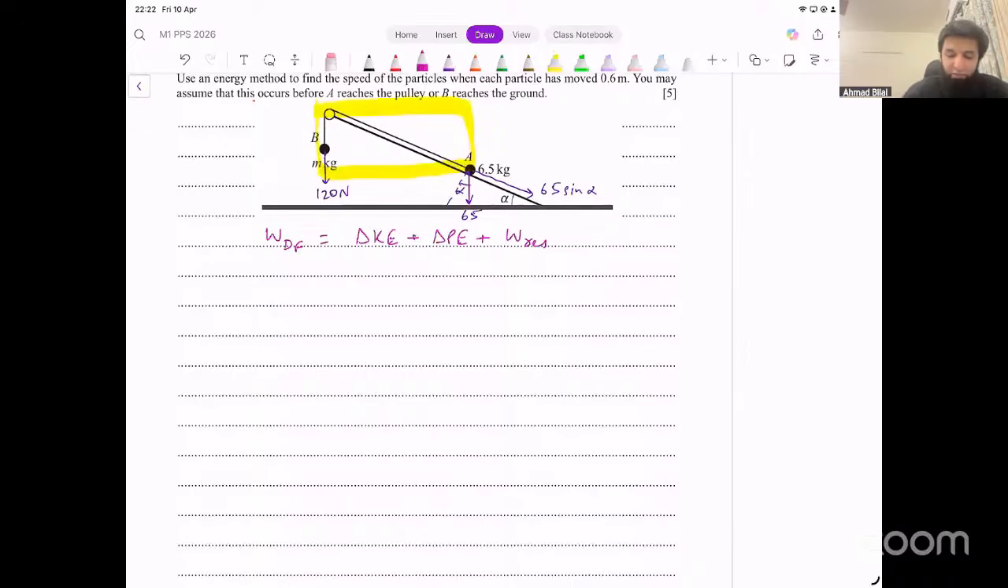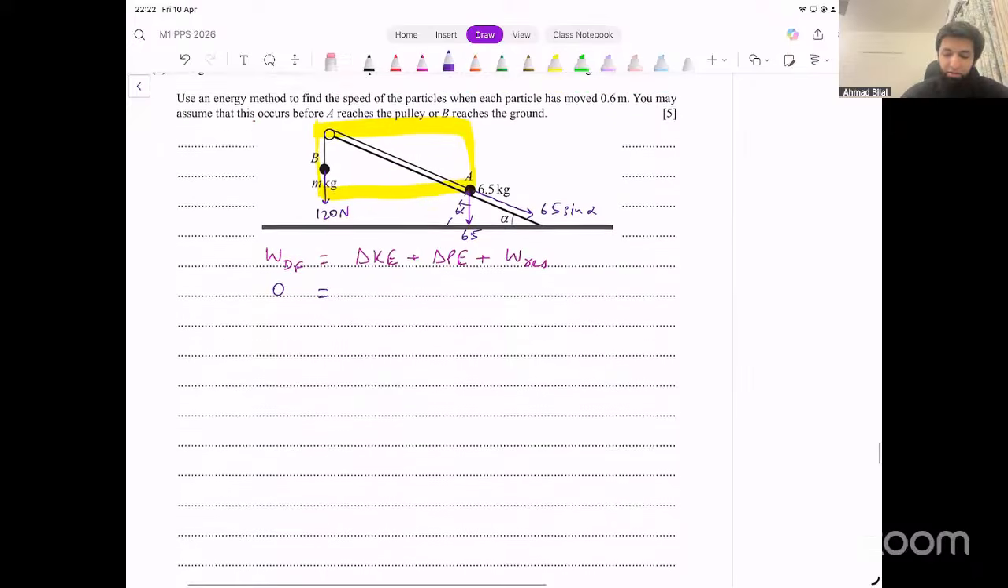Is there any driving force? The system is moving in the downward direction, right? B is moving down, A is moving up. Is there any external force acting on the system that's driving motion? No. Is there any external force acting that is opposing motion? Yes, there is friction. So that is going to be considered. There is friction acting on A that is acting in this direction.